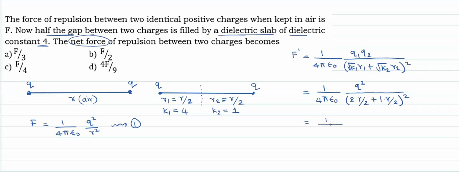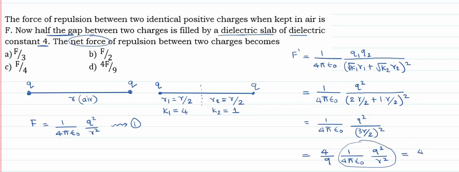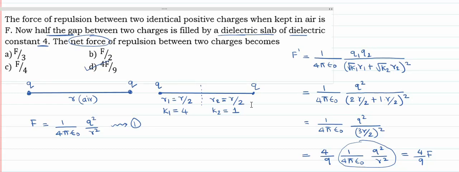So this is 1 by 4 pi epsilon naught Q square divided by, if you simplify, the LCM is same, so 2 plus 1 will be 3. So you will have 3R by 2 whole square. If you square this, it will be 9 by 4, where 4 will come to the numerator and 9 will remain in the denominator. So 1 by 4 pi epsilon naught Q square, here the remaining is R square. So 1 by 4 pi epsilon naught Q square by R square is F. So F dash will be 4 by 9 F. So our option D is the answer.